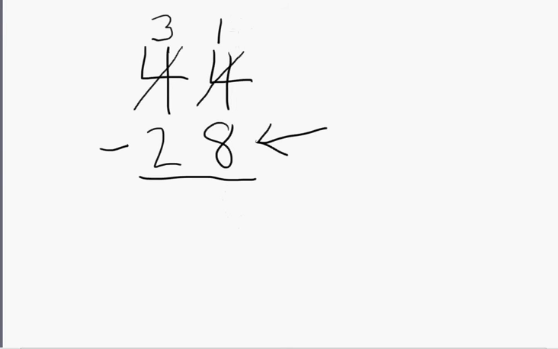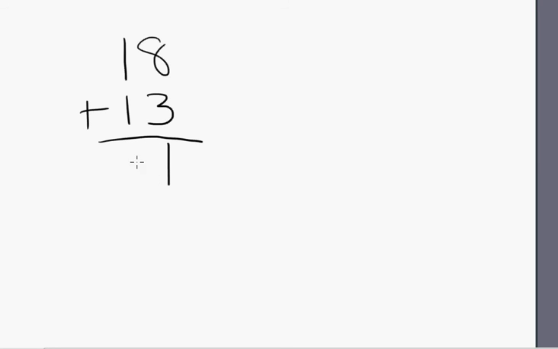Let's do one more. Let's do an addition one. So we're going to have 18 plus 13. So we have 8, 9, 10, 11. But we never put two numbers in the same place. Remember, they're selfish, so we have to go up and we carry, because there's more than 10, so we have to put it in the tens place. So 1, 2, 3, so it'll be 31.